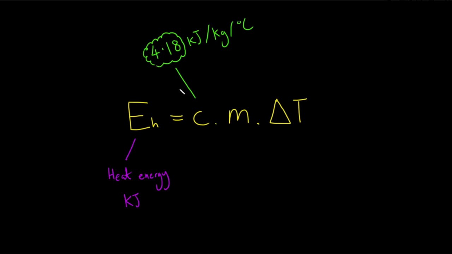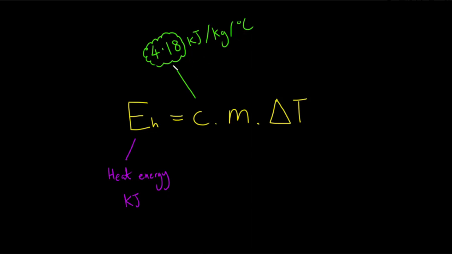Now thankfully, also on page number 3 in our National 5 data booklets, at the bottom of page 3, it says specific heat capacity of water, and it gives us this value, 4.18. So we don't really need to remember the number. You will, because you'll do enough examples to remember it. But what we really need to remember is that C stands for the specific heat capacity of water. That's measured in kilojoules per kilogram per degrees C.